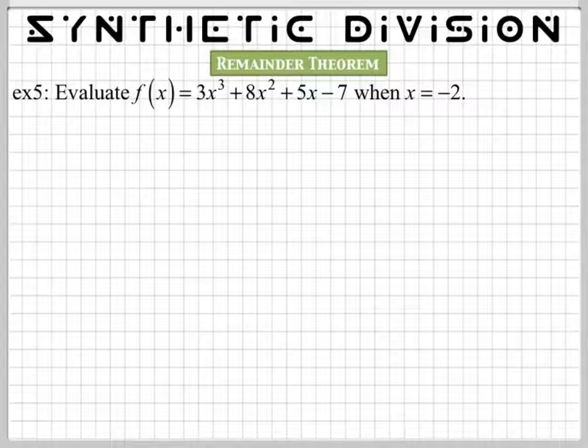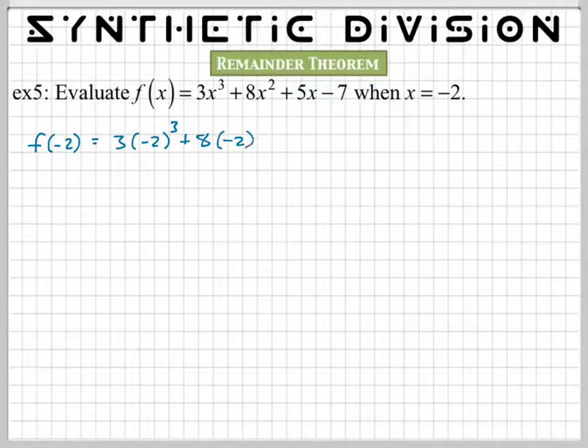Well, if you were to evaluate this when x equals -2, before the remainder theorem, you would have just done this. You plug in -2 equals 3 times -2 to the third power plus 8 times -2 to the second power plus 5 times -2 minus 7. That's what you would do. Now, because we know synthetic division, I like this way better. I like using the synthetic division way.